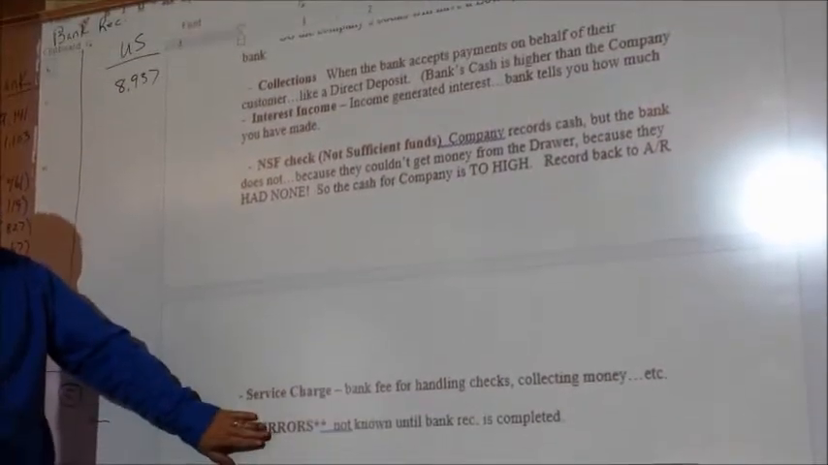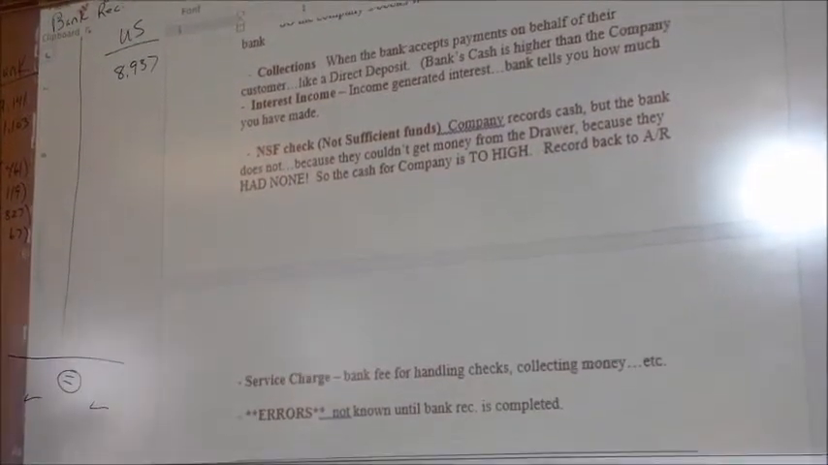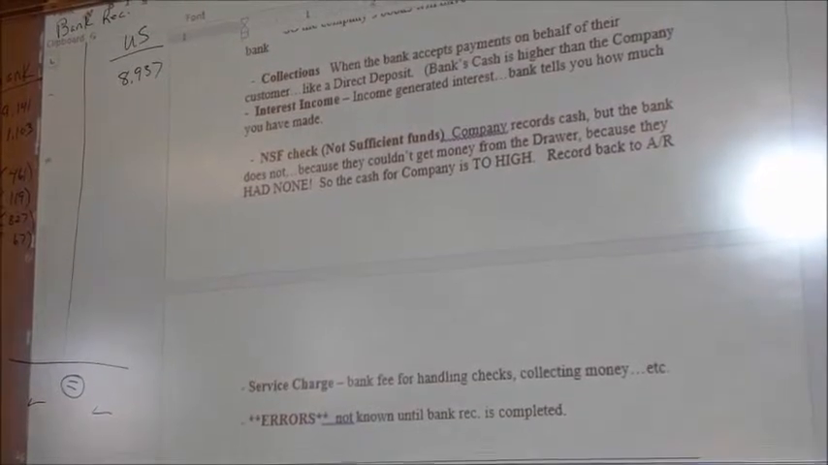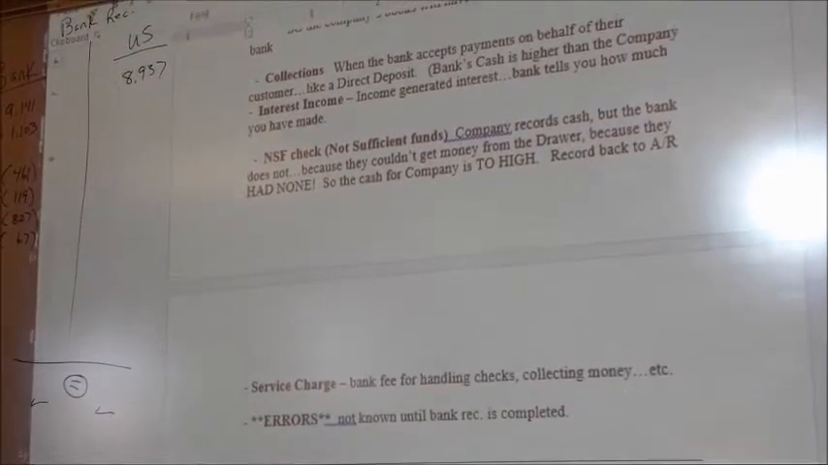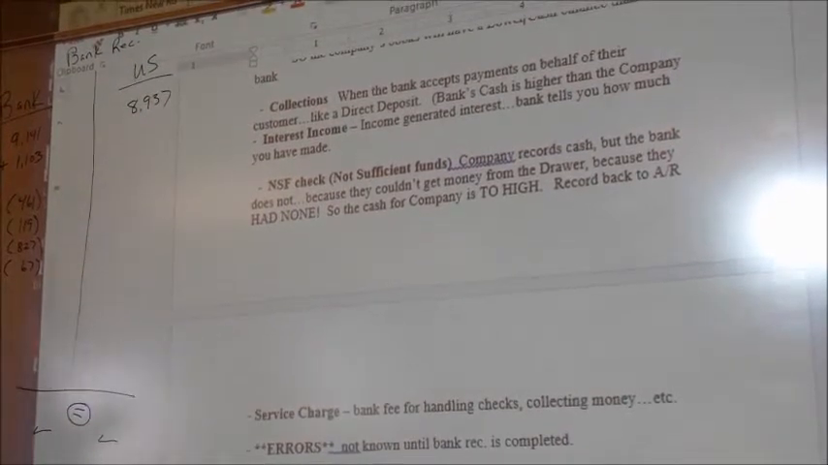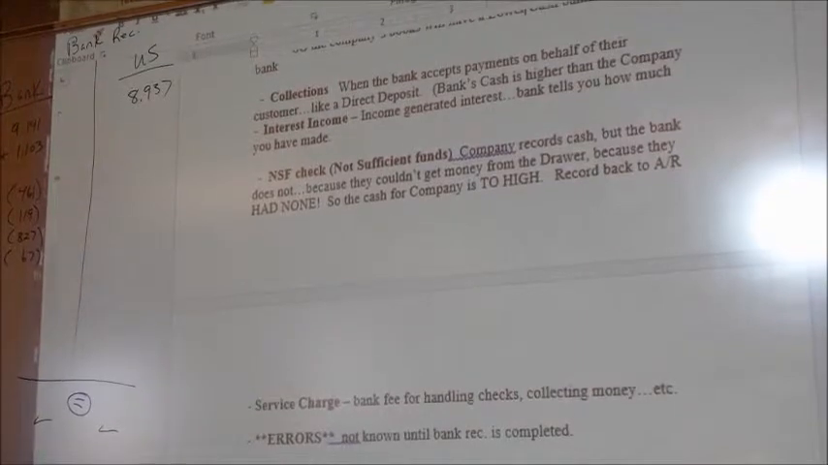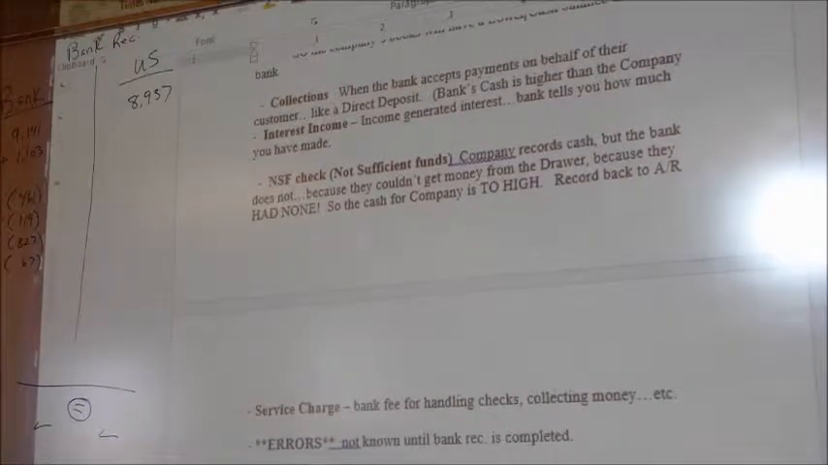And then one we're going to have a lot is errors. Somebody made an error. They either didn't write it down, like an omission, or maybe they flipped a couple numbers. So those are common things that are going to happen and we need to adjust on our books.